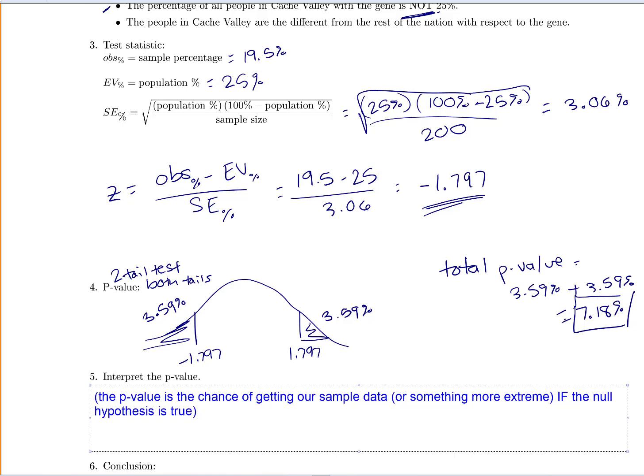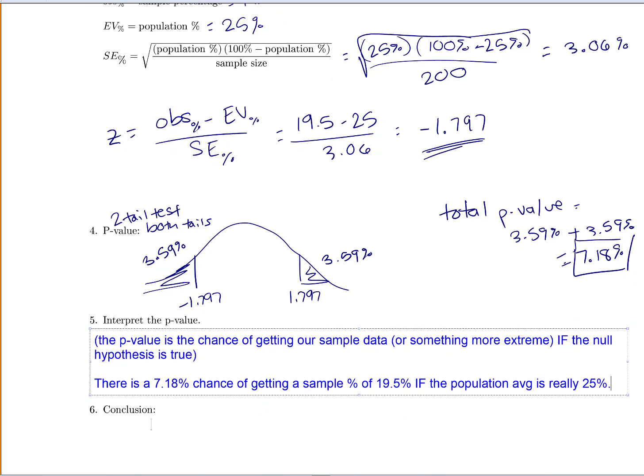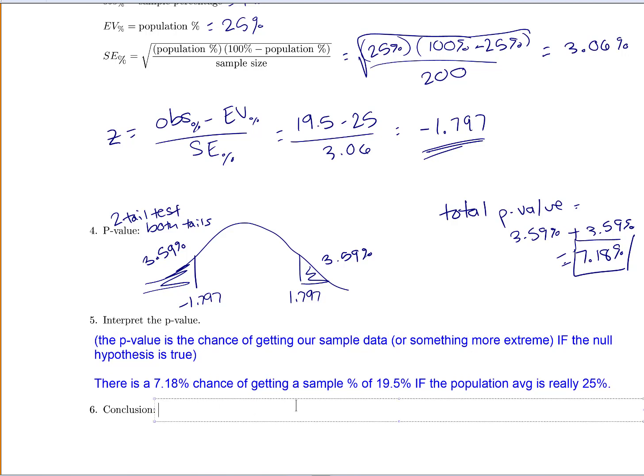So in our case, that would mean there is a 7.18% chance of getting a sample percentage of, let's see, what did we get, 19.5%, if the population percentage is really 25%. Well, a 7.18% chance, that's not too unlikely. Somewhere between 1 in 10 and 1 in 20 chance. So it could be plausible. It could happen. So our conclusion is that this was a big p-value.